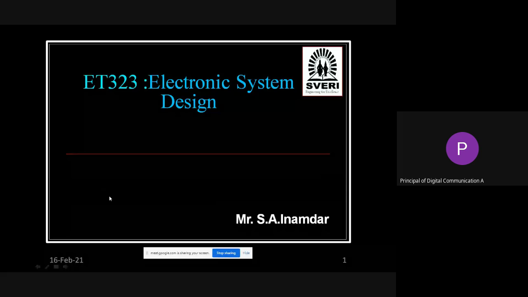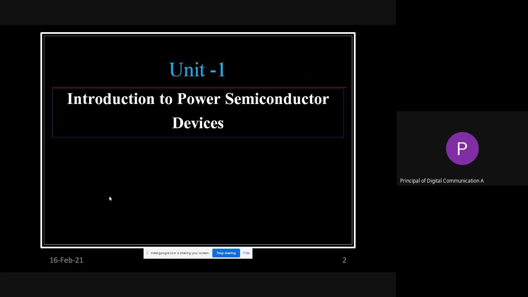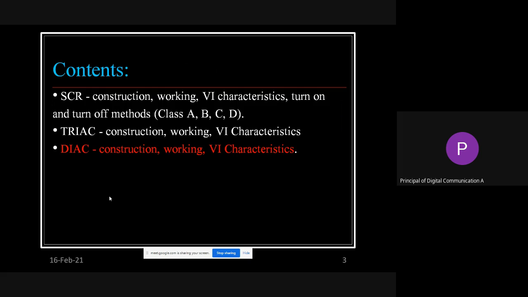Okay, so as usual, we are here to continue with the first unit. Today we are going to finish unit number one, that is the introduction to power semiconductor devices. The last point that is highlighted, that remained, we are going to cover today.